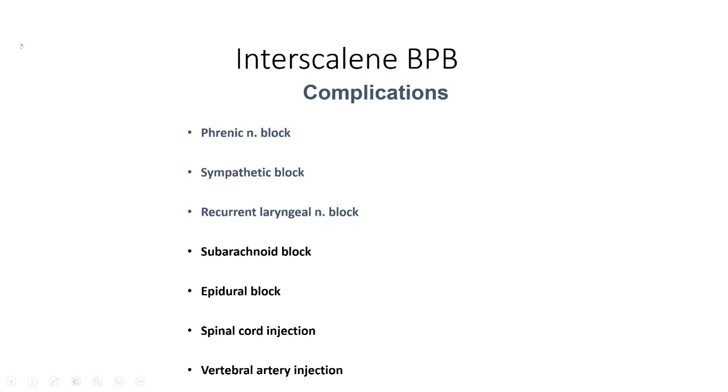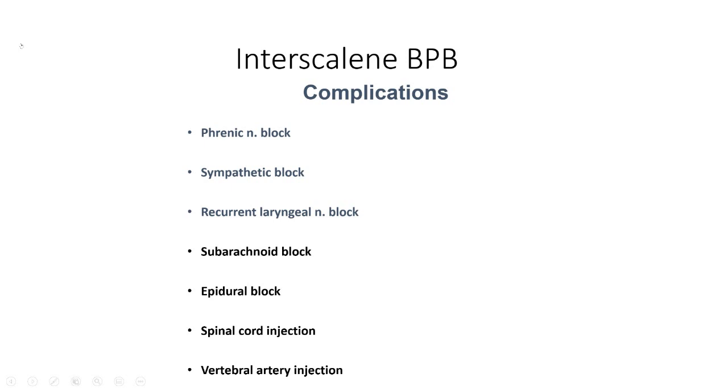Although the incidence may be less, complete avoidance of phrenic nerve blockade is not possible, even with a low volume block or a slight modification of the interscalene block. So if you don't want phrenic nerve to be blocked in your patient, then don't do the interscalene block. Sympathetic blockade occurs and causes Horner syndrome. Hoarseness of voice may occur because of recurrent laryngeal nerve blockade.